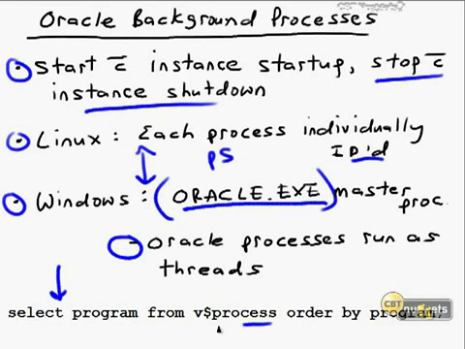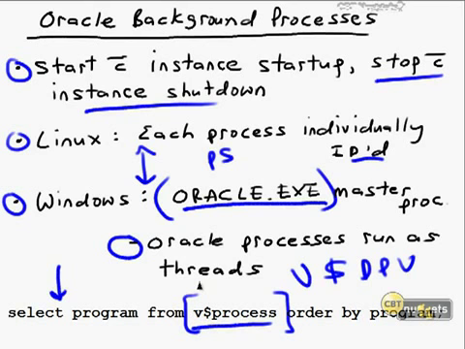Now $process is a system view. It's a data dictionary view, also called a $V view, because the aliases for these built-in views are prefixed with $V. The technical name for these $V views is dynamic performance views, because they give you dynamically changing information depending upon the current state of the database and of the instance.